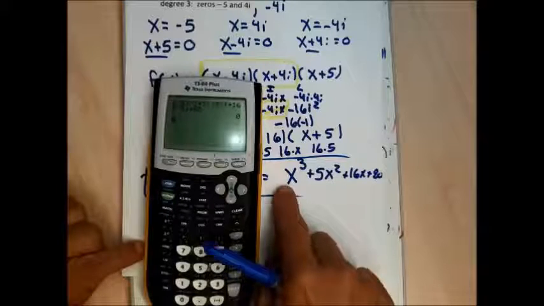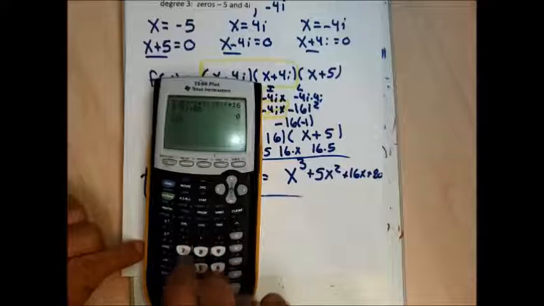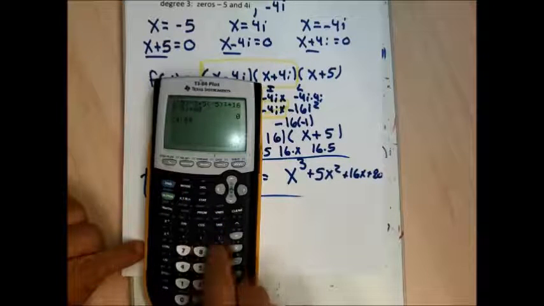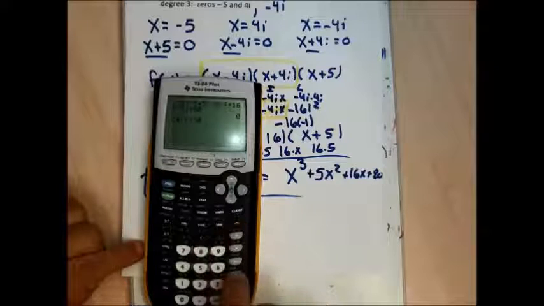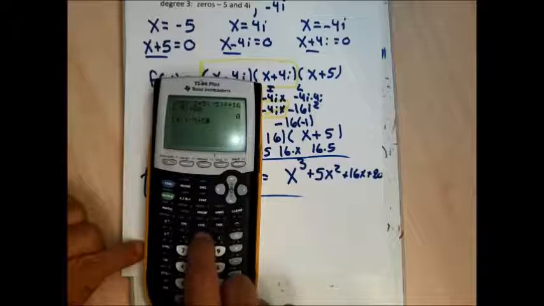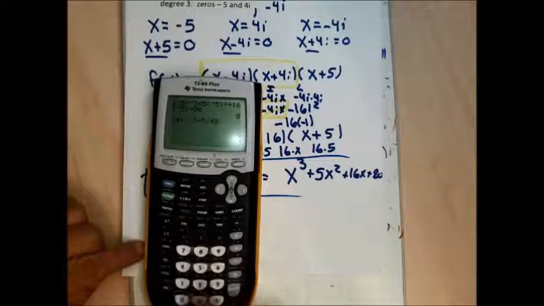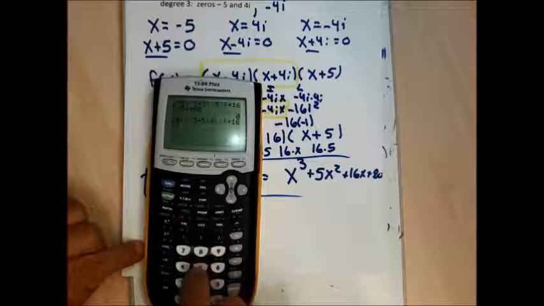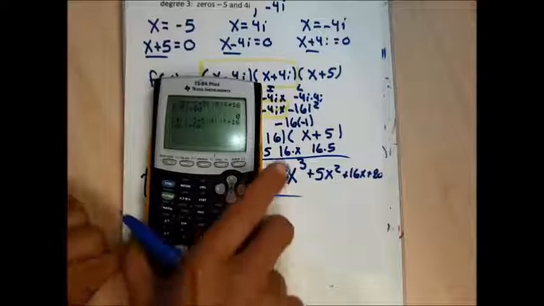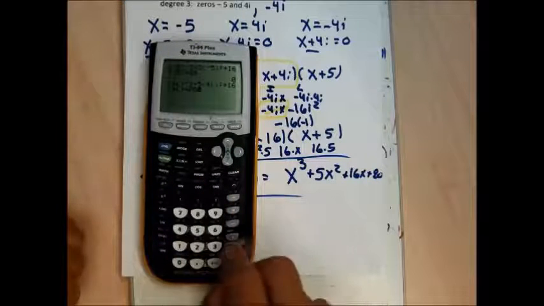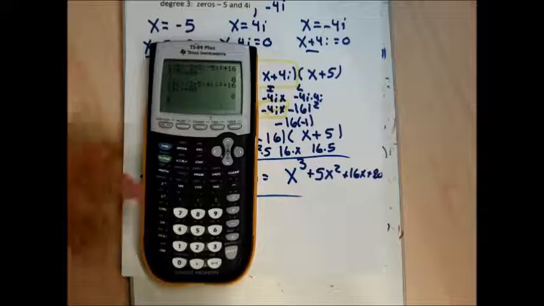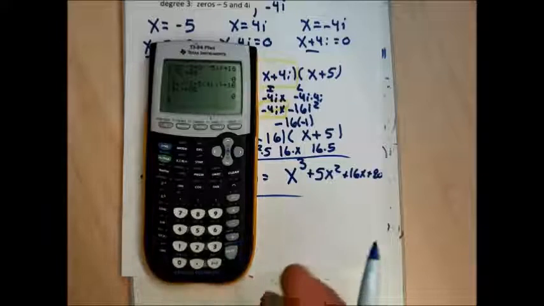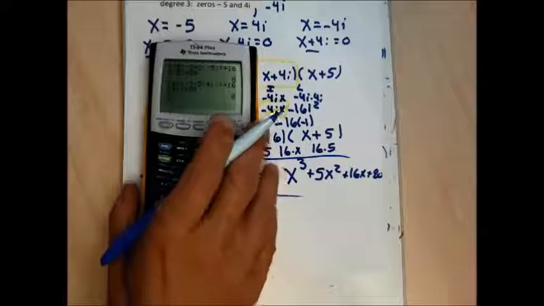Now I need to do the same thing with 4i. Do parentheses 4 second decimal for the i, up arrow cubed, plus 5 parentheses 4 second decimal for the i squared, plus 16 parentheses 4 second decimal for the i, plus 80. If when I hit enter I get 0, I know that my answer is correct for that. And I do. And I could do the same thing for the negative 4i. If the positive 4i checks, the negative 4i is guaranteed to check.